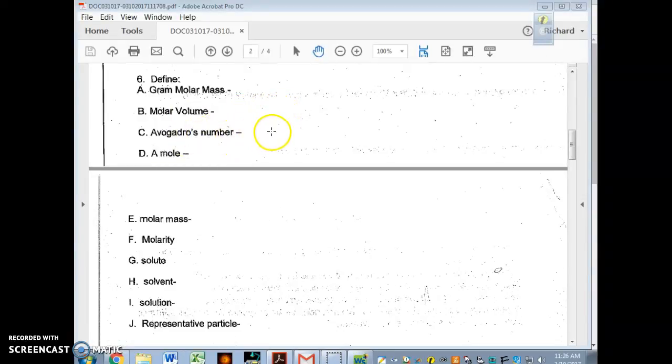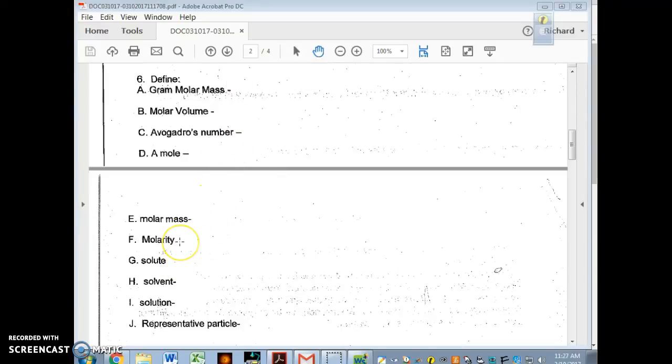Avogadro's number, 6.02 times 10 to the 23rd. The mole is the number of particles that are in exactly 12 grams of carbon-12 isotope, which is 6.02 times 10 to the 23rd particles. Molar mass, how heavy a mole of a substance is. Molarity, moles divided by volume.